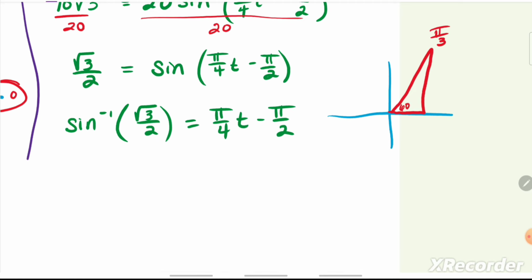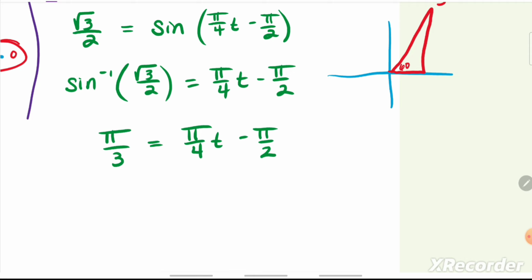So sine inverse of square root of 3 over 2 will be pi over 3 equal to pi over 4t minus pi over 2. And then we'll solve for t, first by adding pi over 2 to both sides.